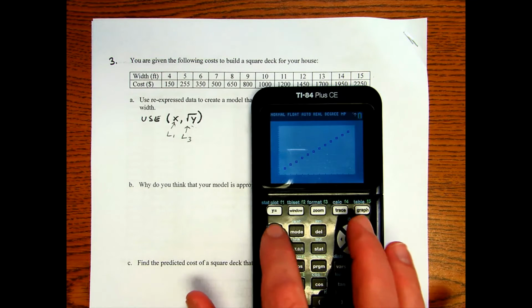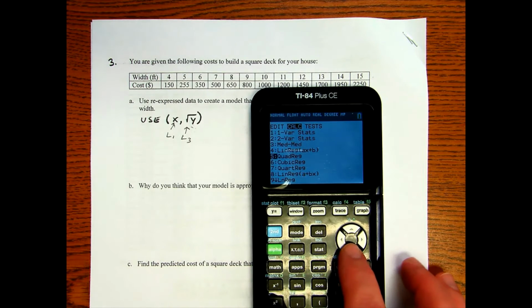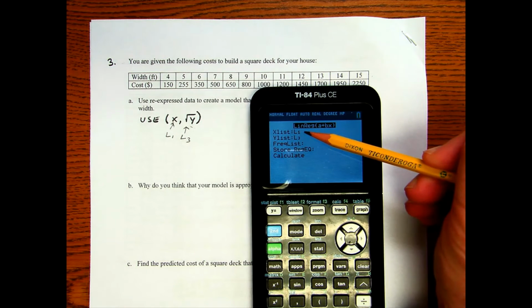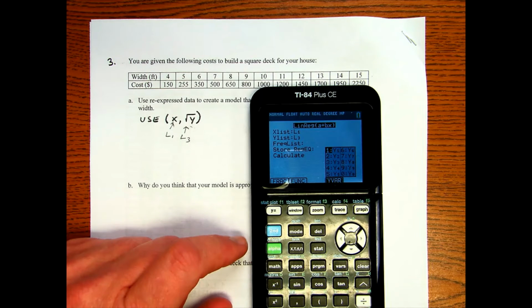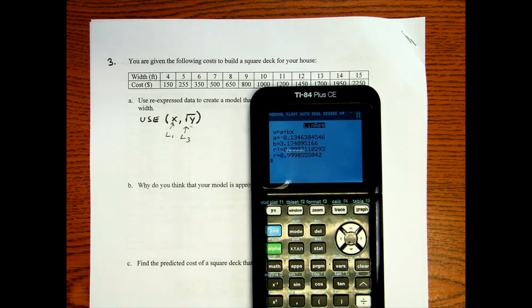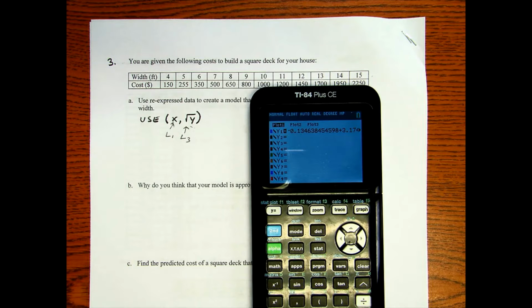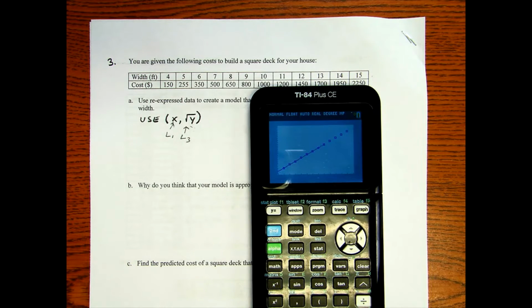Okay, going to quit out of there. Stat calc, lin reg. I want to do a linear regression equation with L1, L3, and we'll store it directly in Y1. And calculate. Take a peek to make sure it's in Y1. It appears to be. Let's hit graph. Appears to fit that data pretty well.